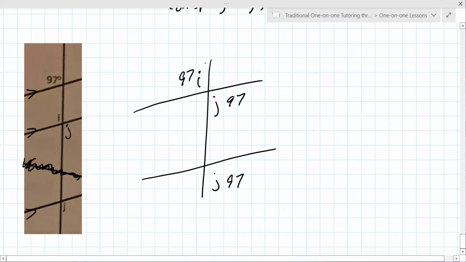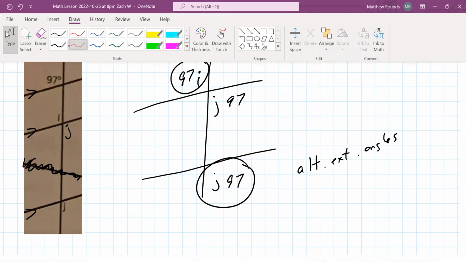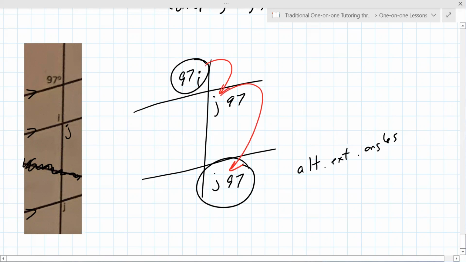So a couple of ways you can do it. The most direct way though is alternate exterior angles. But remember, it comes from vertical angles are congruent and then corresponding angles are congruent. So you could potentially get away with saying one of those, but in a proof, you would say one leads to the other leads to the other. So using I, we can solve the J that would be above it.